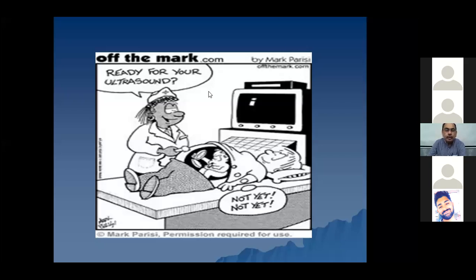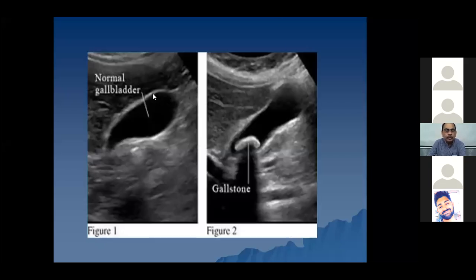Another picture from an ultrasound examination of the abdomen. This blackish structure, or in the terms of ultrasound, it is called anechoic structure. This is a normal gallbladder. Here you can see a whitish structure that is present within the lumen of the gallbladder, and it is a gallstone.